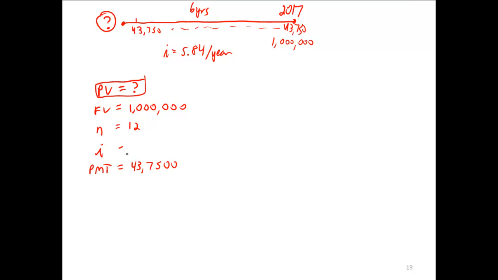We know that the annual rate is 5.84%, but remember, our rate has to match the periodicity of the payments, which are semi-annual. So we've got to divide that by 2 to get the semi-annual rate. So a little bit more complicated, a little bit more to remember. So our 6-month rate that we want to plug in is 2.92.